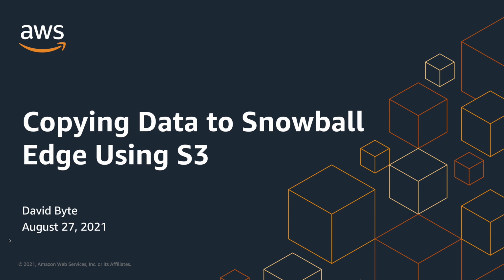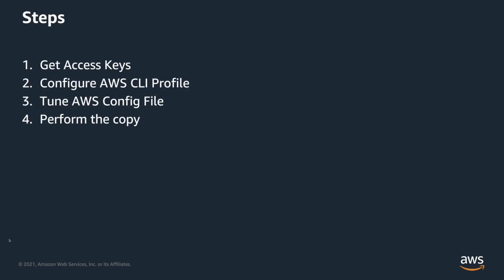Today we're going to talk about copying data to a Snowball Edge device using the S3 interface. To make this happen, there's a few steps we need to follow. First, we need to get the access keys. Then, for utilities that require the profile, such as the AWS CLI and S5 CMD, we need to configure the AWS CLI profile. The next step is to tune the AWS config file for those utilities that use that profile, and then perform the copy.